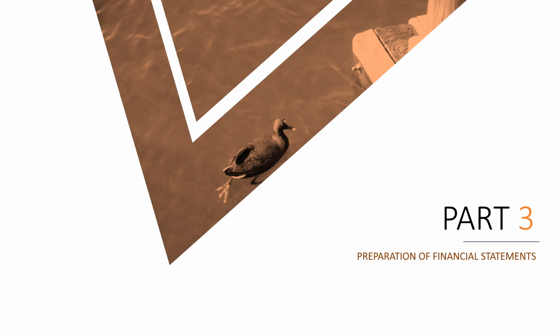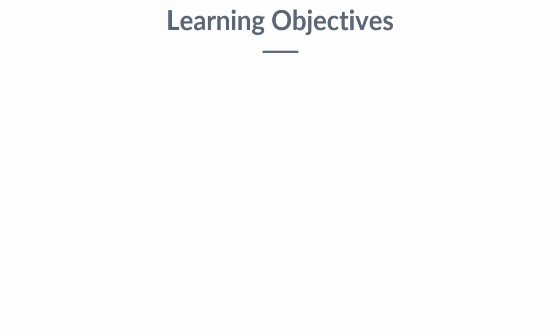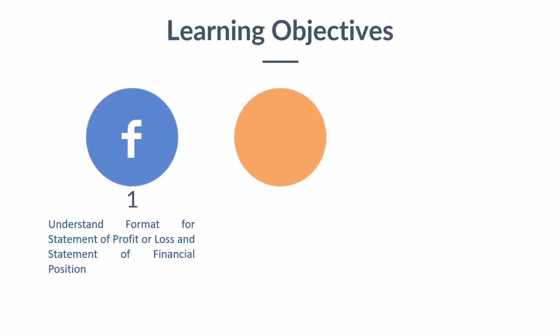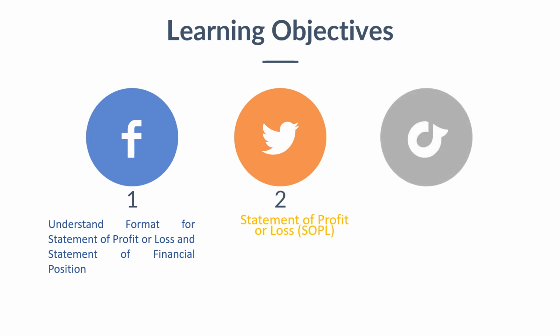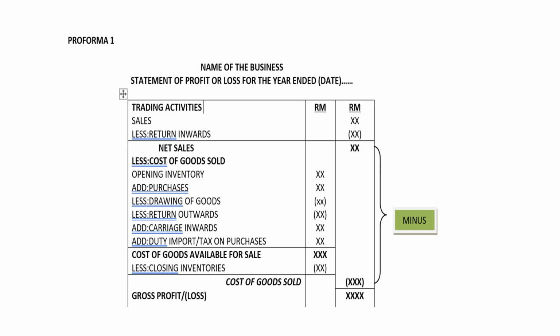Now, we move to part 3 of the module. Under this part, we will learn about how to prepare financial statements. This is the learning objective of part 3. The first one, after completing this topic, you should be able to understand the format for statement of profit or loss, and also statement of financial position. Second objective, you should be able to prepare statement of profit or loss. And the third objective, you should be able to prepare statement of financial position.